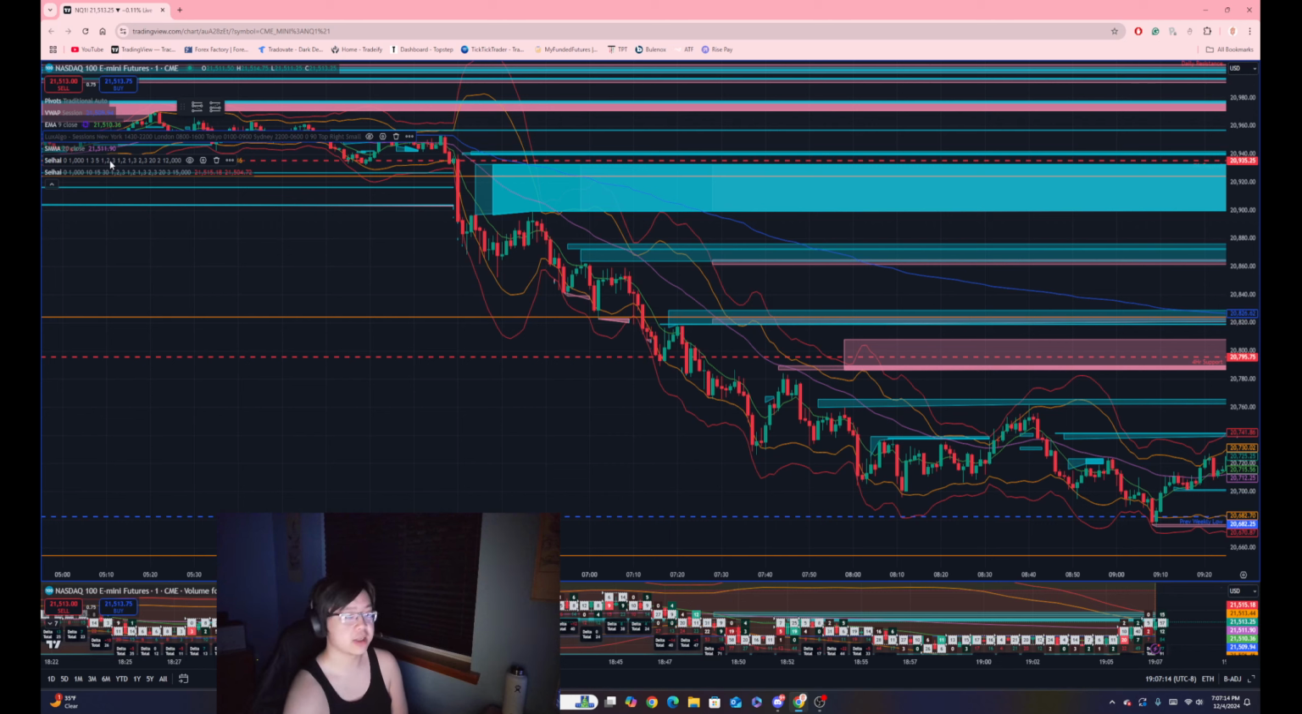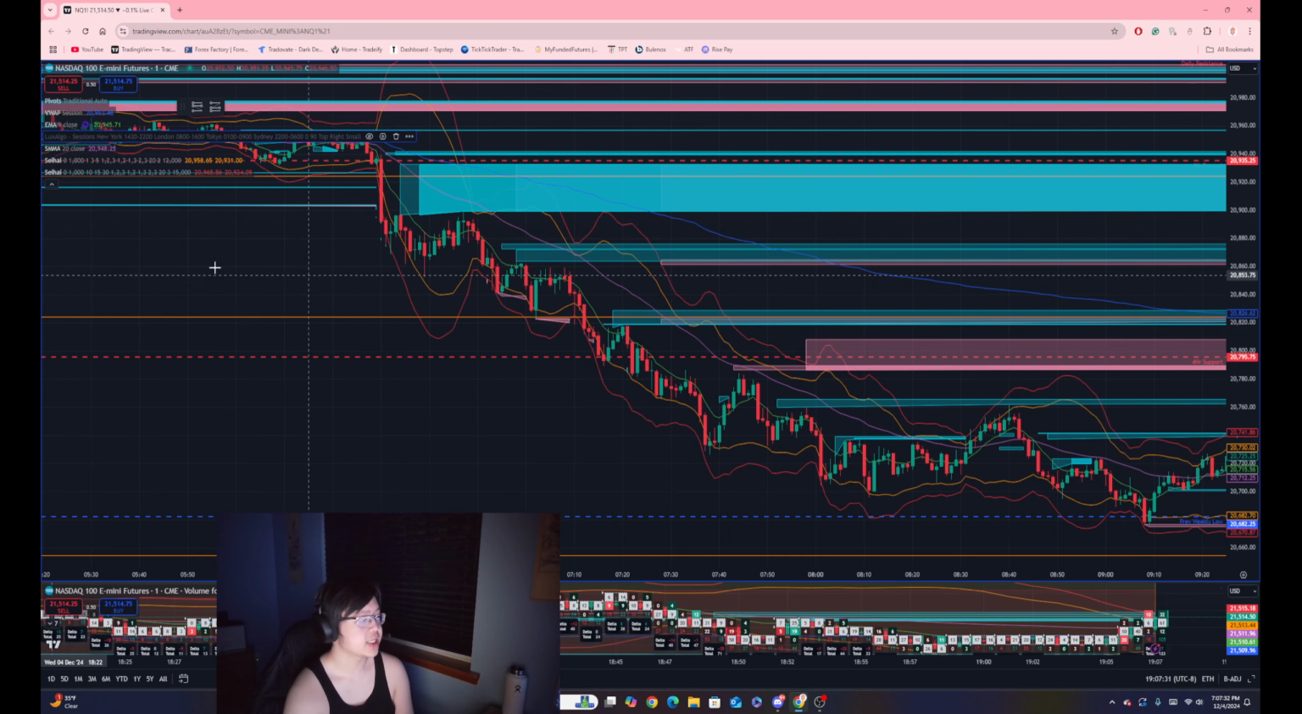Again, this is just for educational purposes. I am just showing off the strategy that I used, nothing more. This is not financial advice. I don't know what I'm doing. I'm barely profitable. I wouldn't even say I'm profitable. These are sim accounts, these aren't live accounts, whatever.